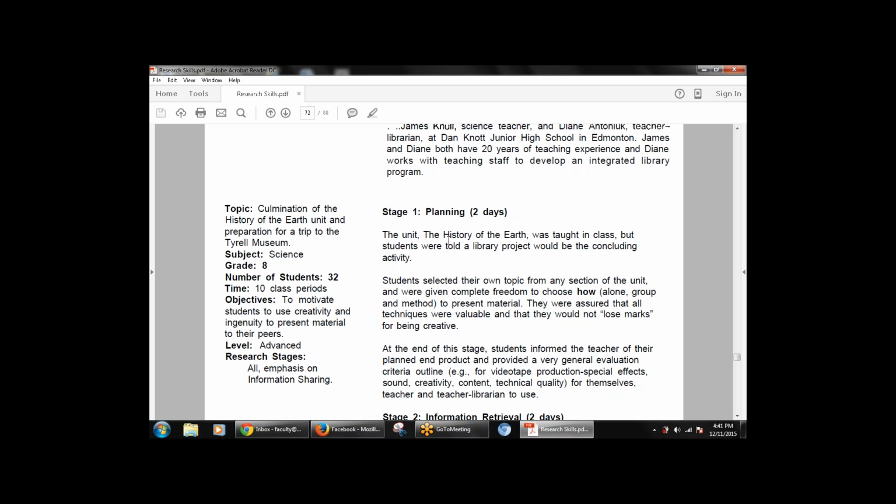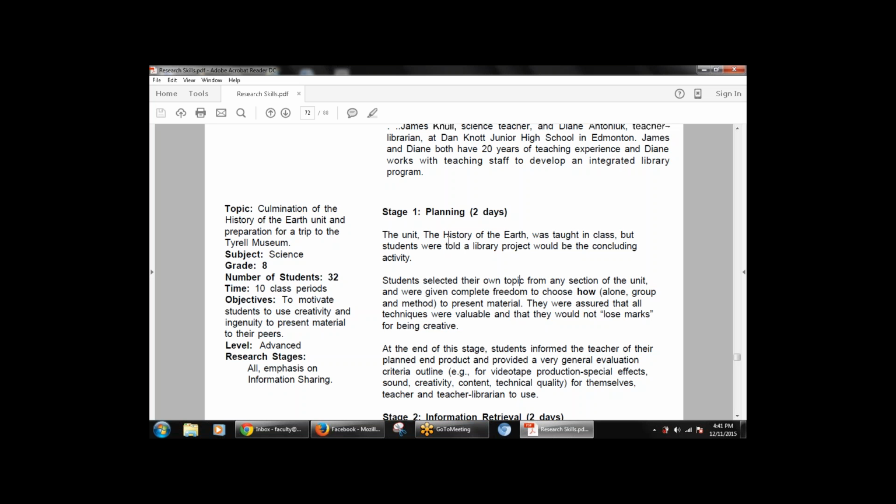And at the end of this planning stage, the students informed the teacher of their plan and product. They were informed about the planned product and provided a very general evaluation criteria outline. That means a very simple evaluation criteria, so that everyone is informed about the criteria for whatever they are doing.